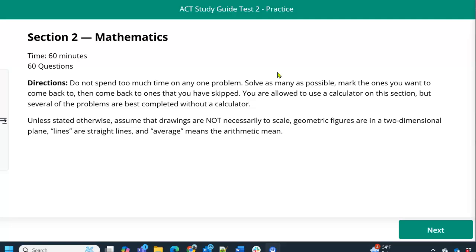Directions: do not spend too much time on any one problem. Solve as many as possible. Mark the ones you want to come back to, and then come back to the ones that you have skipped. You are allowed to use a calculator on this section, but several of the problems are best completed without a calculator. Unless stated otherwise, assume that drawings are not necessarily to scale. Geometric figures are in a two-dimensional plane. Lines are straight lines, and average means the arithmetic mean.